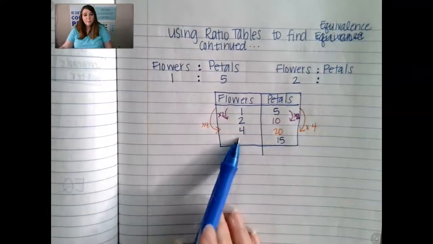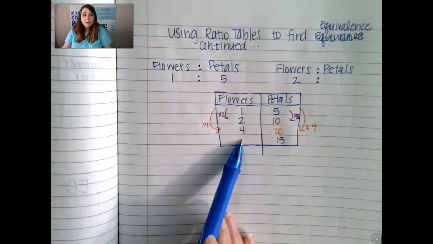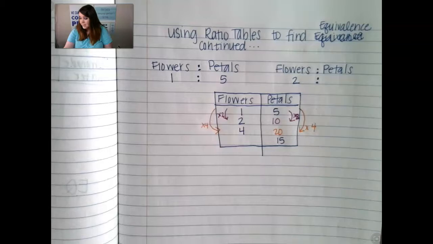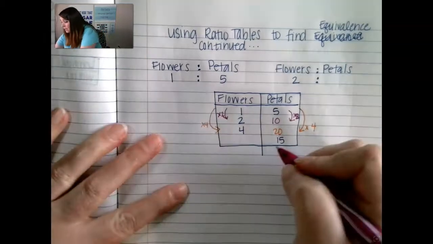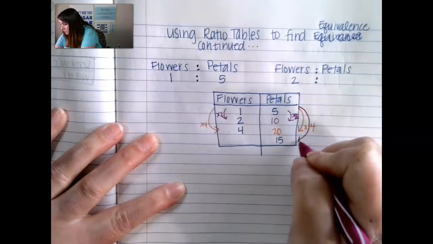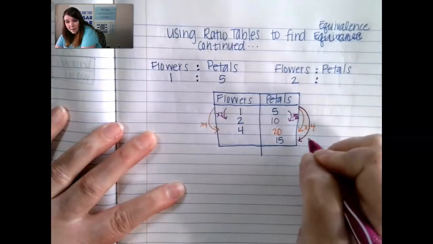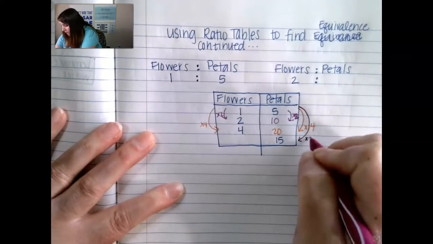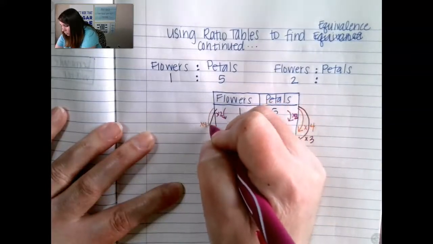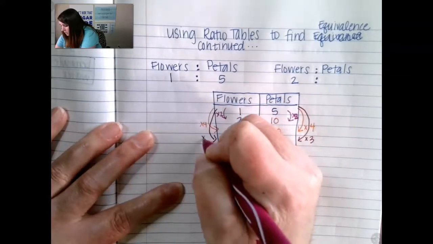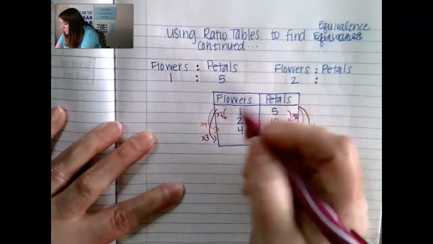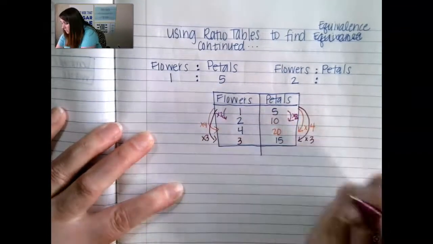Okay, let's say though that they tell you you have 15 petals, but we don't know how many flowers. Well, we can find out how many flowers you have by doing the exact same thing, but starting on this side. How do I get from 5 to 15? Well, to get from 5 to 15, I multiply by 3. So on this side, I have to go from 1 times 3, because this is the times 3 box. So here, 1 times 3 is 3.